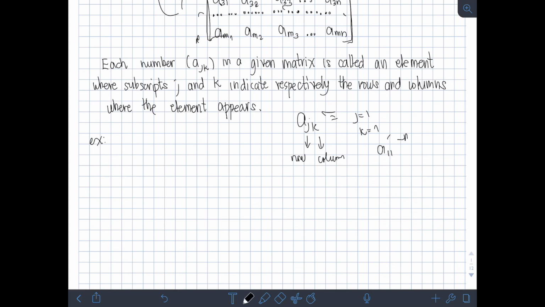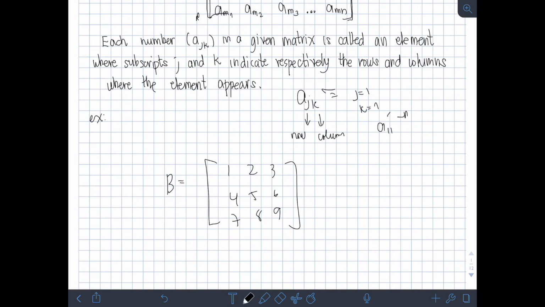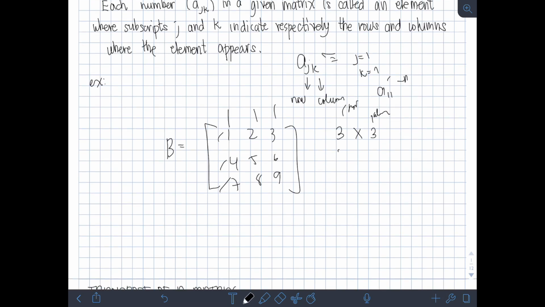Okay, so example, let's say meron tayong specific matrix B, which is 1, 2, 3, 4, 5, 6, 7, 8, 9. Okay, so, this matrix is a 3 by 3 matrix, or particularly a square matrix, kasi pareho yung number nung row sa column. 3 by 3 kasi 3 rows and 3 columns. Okay? Tapos, pwede nating malocate yung isang particular element.